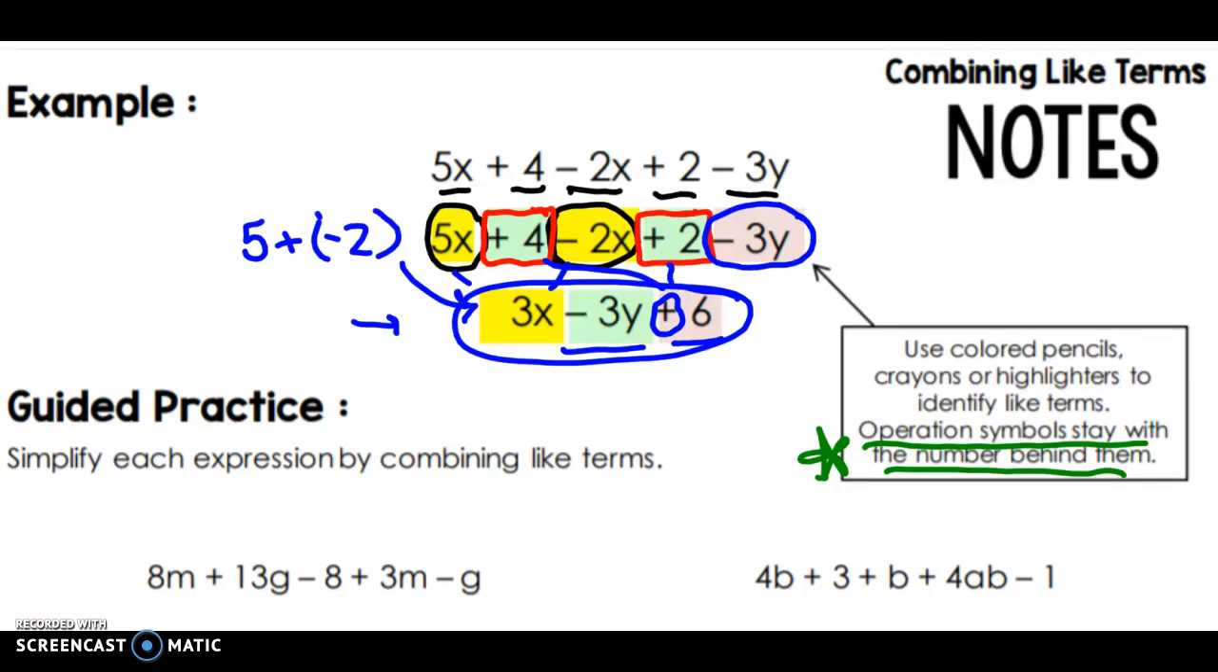It's a good habit to get into to double check that there's nothing else we can combine. I see a term with an x, a term with a y, and then a constant, and none of those we can combine anymore because they don't have the same variable.